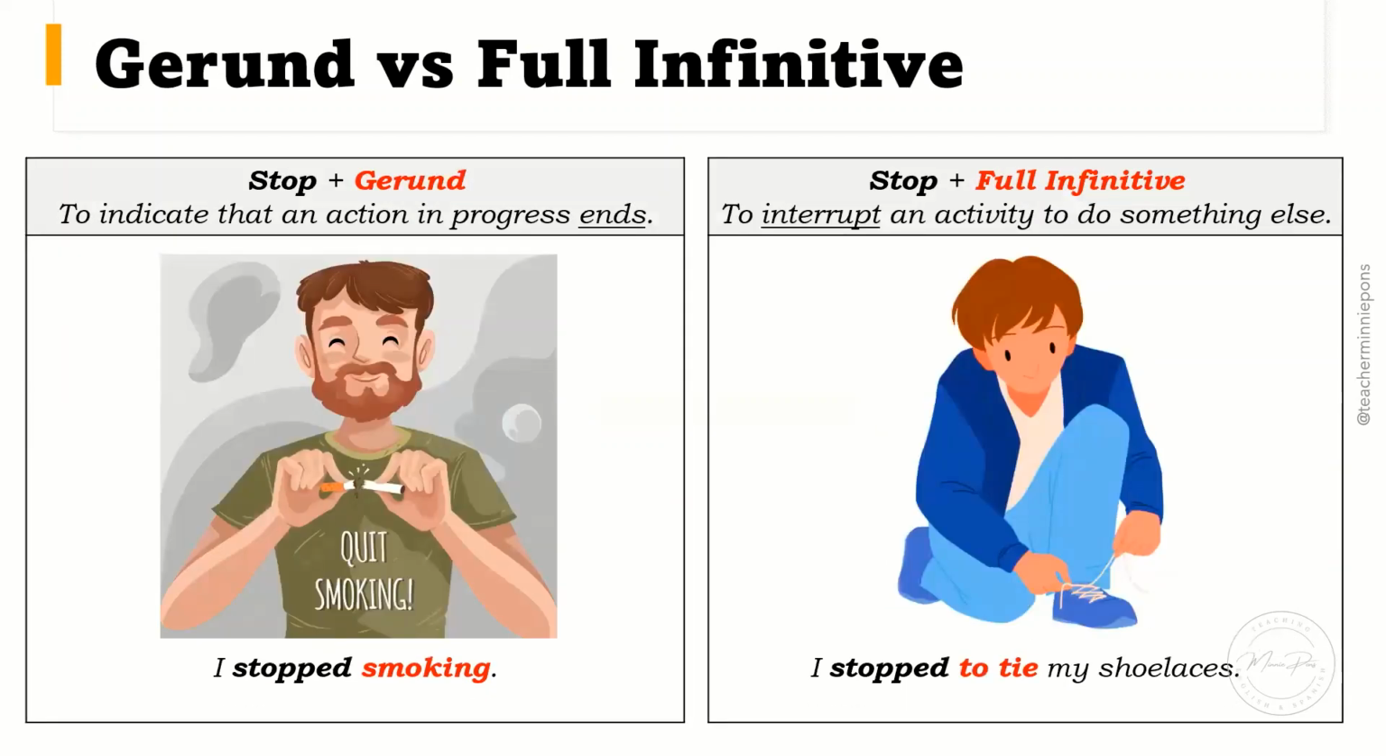Now, let's see the difference between stop and gerund and stop and full infinitive. The stop plus gerund is used to indicate that an action in progress ends. For example, I stopped smoking. In this sentence, the man is expressing that he's not smoking anymore.